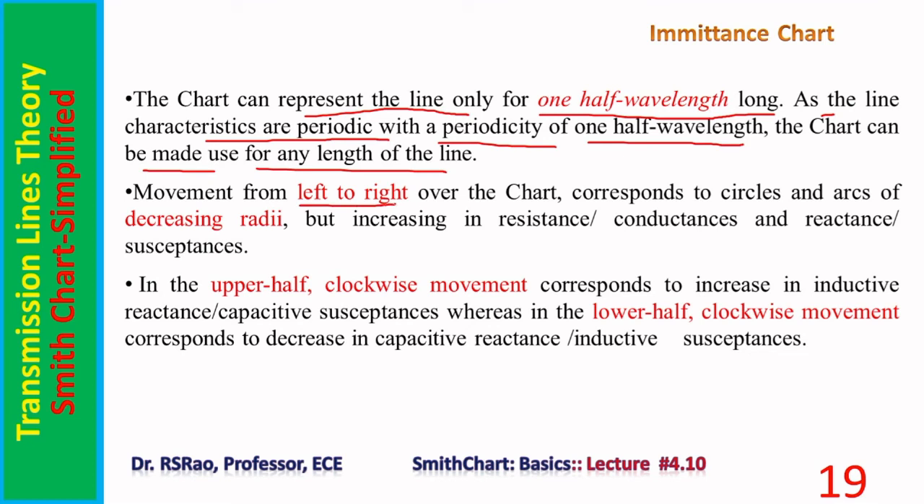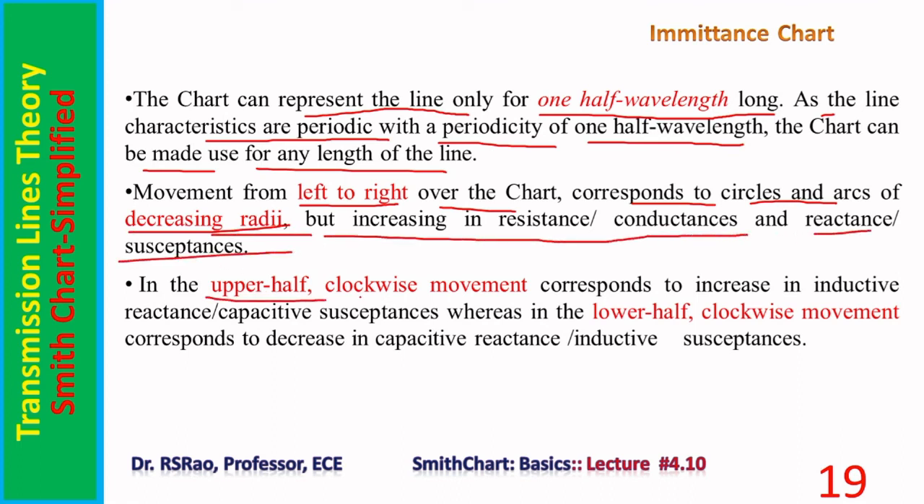Movement from left to right over the chart corresponds to circles and arcs of decreasing radius, but increasing resistance and conductances, reactance and susceptances. In the upper half, clockwise movement corresponds to increase in inductive reactance, capacitive susceptances, whereas in the lower half, clockwise movement corresponds to decrease in capacitive reactance or inductive susceptances.